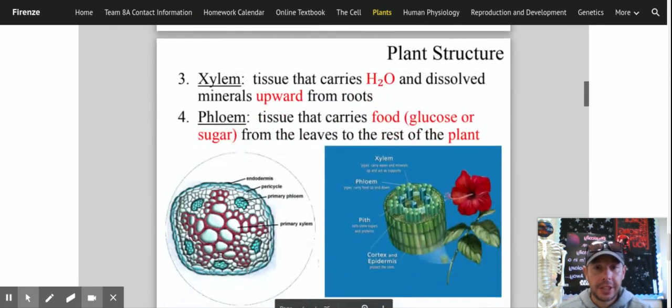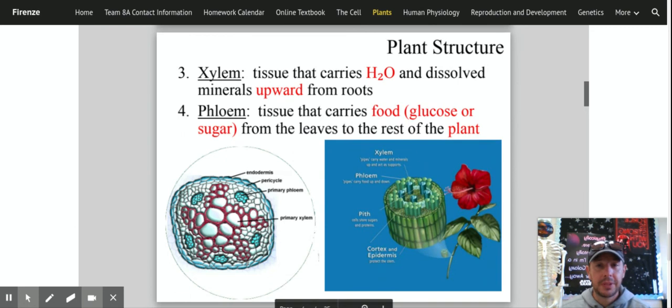All right, here's that stringy stuff that I was talking about when you break open a piece of celery. Inside the stem of a plant, there are two structures. They're called xylem and phloem. They're kind of like the arteries and veins of the plant. Now, xylem is a tissue that carries water and dissolved minerals up from the roots. So xylem causes things to go up in the plant.